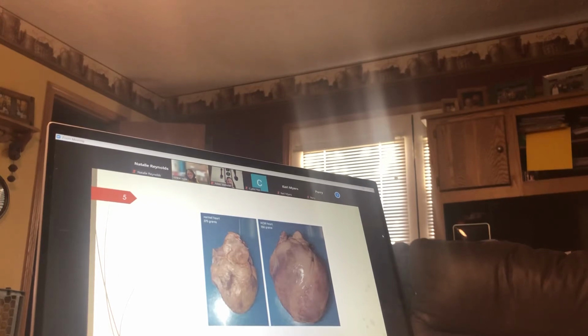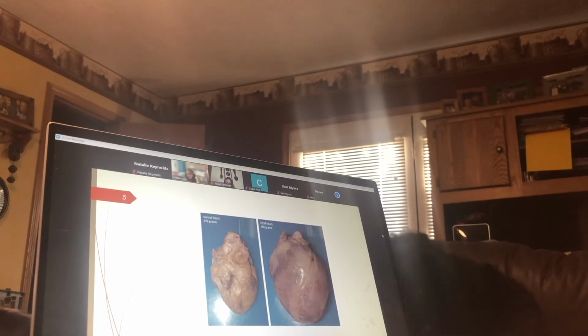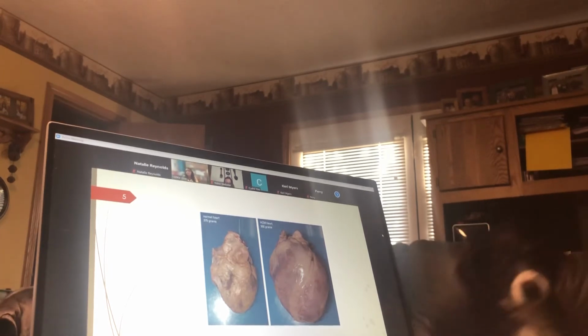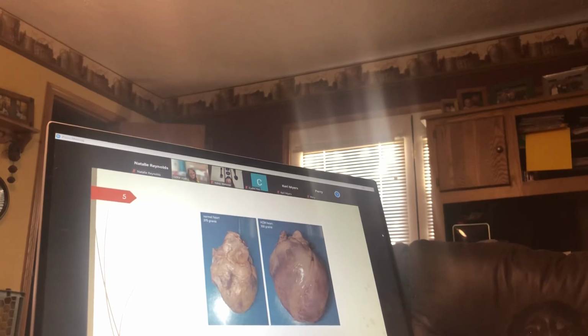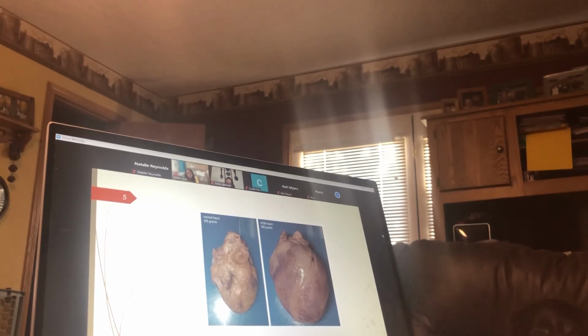So here's a picture of an enlarged heart. A lot of people do not even know they have this till they go to get an echo or a test done and it shows this. So some may not have any problems at all, and again, they don't know. So that's cardiomegaly.